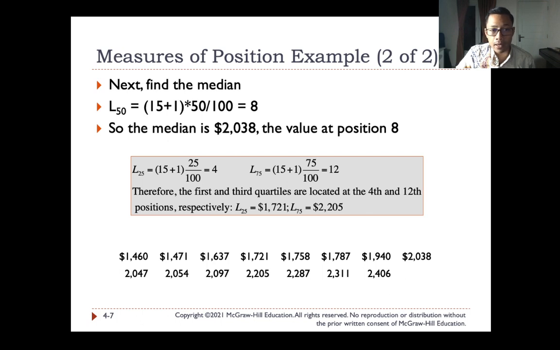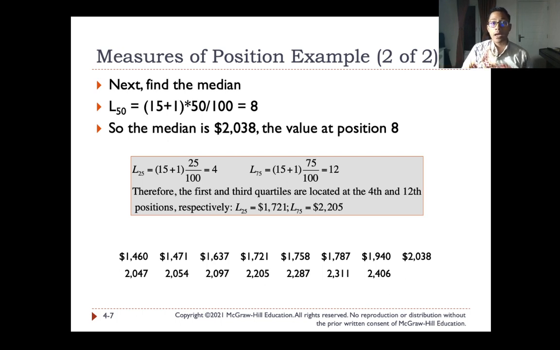Now what about the 25th percentile, and what about the 75th percentile? Again, the 25th percentile is similar to the first quartile. The 75th percentile is similar to the third quartile. The 25th percentile or the first quartile is going to be equal to the 4th position, and the 75th or the third quartile is going to be the 12th position.